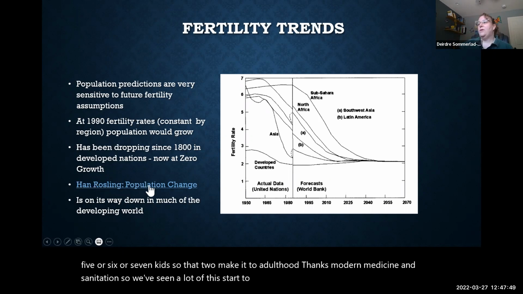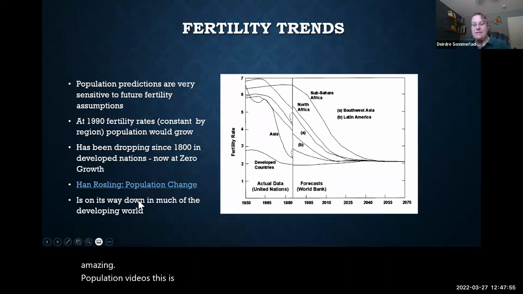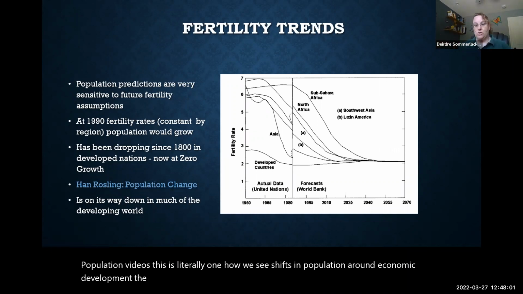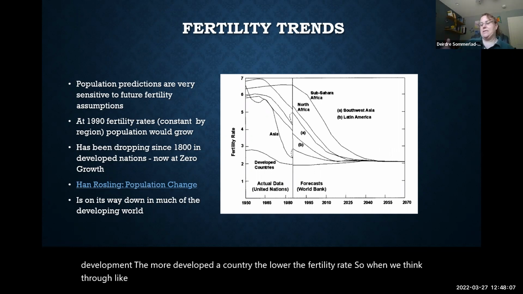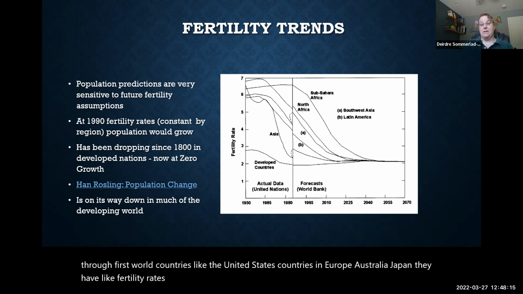Now, Hans Rosling did a lot of really amazing population videos. This is literally one, how we see shifts in population around economic development. The more developed a country, the lower the fertility rate. So when we think through first world countries like the United States, countries in Europe, Australia, Japan, they have fertility rates of less than replacement.